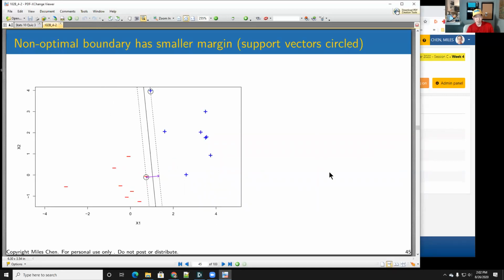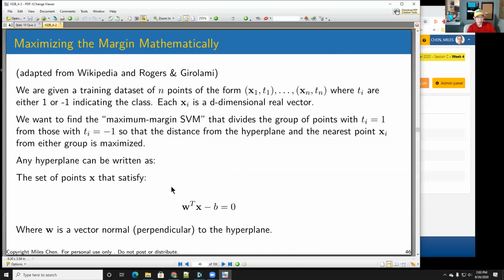Okay. This would be a non-optimal boundary because the margin here, which is the perpendicular distance from one hyperplane to the other, is much smaller. The margin here is much smaller. So what we want to do is pick the hyperplane that will maximize the margin. I'm taking this from Wikipedia and also our textbook.